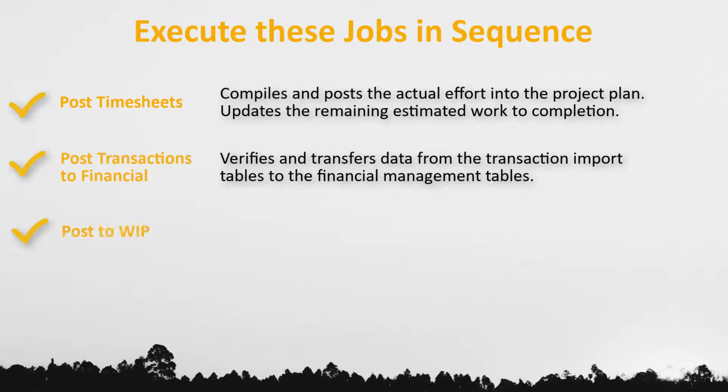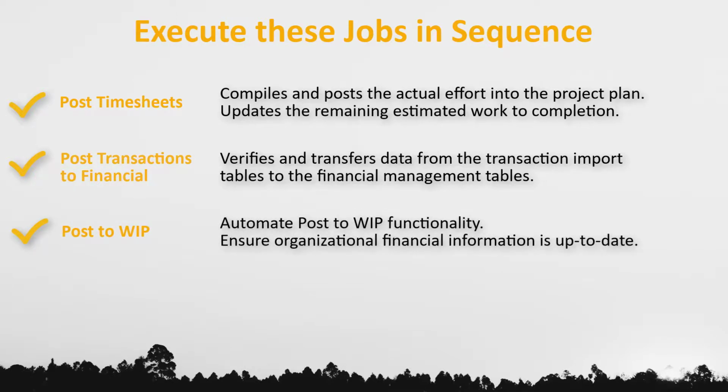The next job is the post-to-WIP job. It allows you to automate post-to-WIP functionality and ensure organizational financial information is up to date on a regular basis. Transactions posted to WIP are available for WIP adjustments and department invoicing. With WIP adjustments, you can modify and correct costs and rates on posted WIP transactions.